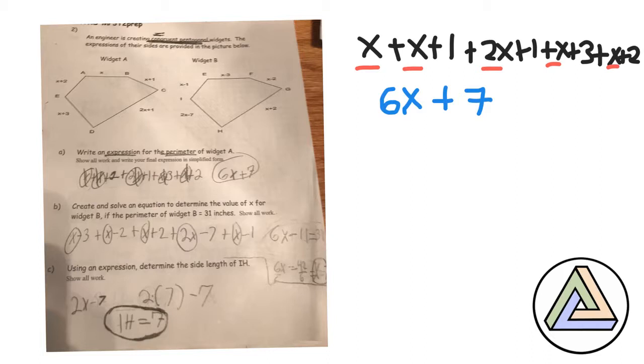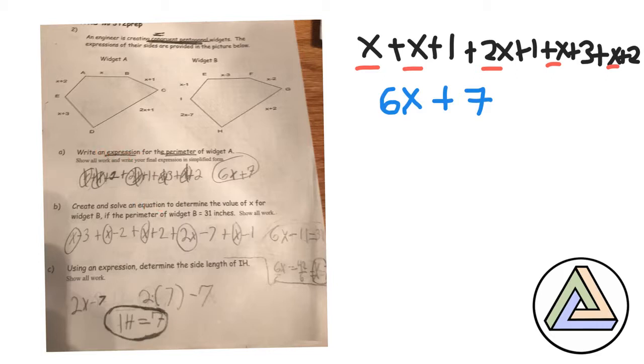Create and solve an equation to determine the value of x for widget B if the perimeter of widget B equals 31 inches. Okay, so already I'm saying that the teacher is emphasizing an understanding of vocabulary, such that the teacher wants my student to understand the difference between an expression, which is why I see this underlining of this word, and an equation. It's important to recognize that an expression is a little bit different than an equation.